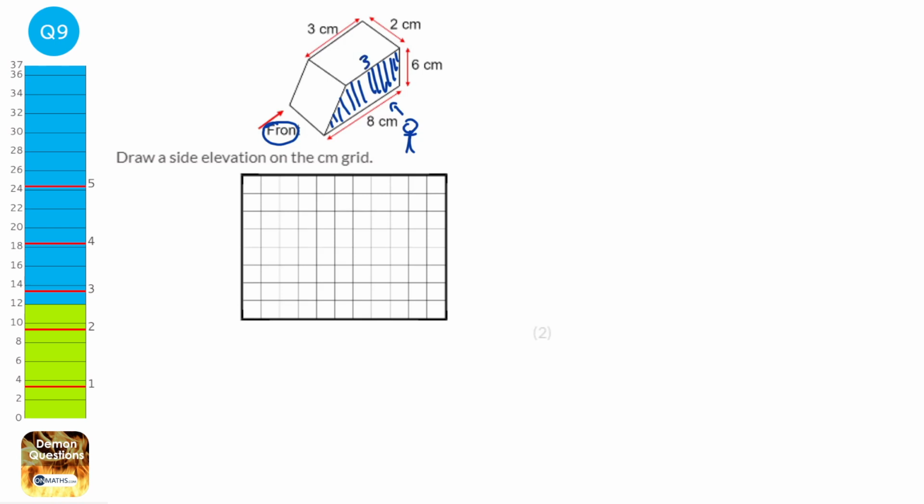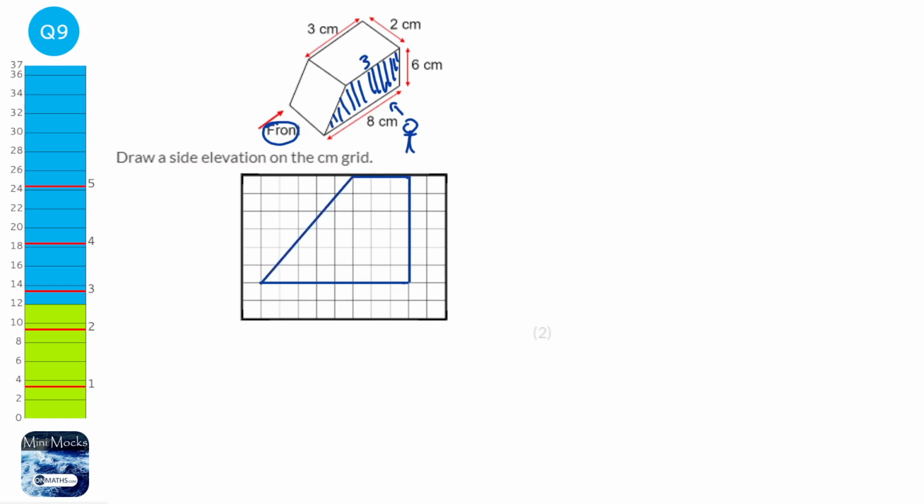So I'm just going to start off with the bottom actually, that might be easier, and draw the 8 across. 1, 2, 3, 4, 5, 6, 7, 8. Then I'm going to do the 6 up. 1, 2, 3, 4, 5, 6. Looks like I left just enough room. Then I'm going to do the 3 across. 1, 2, 3. And then all I need to do is just join up the start and the finish to complete the trapezium.